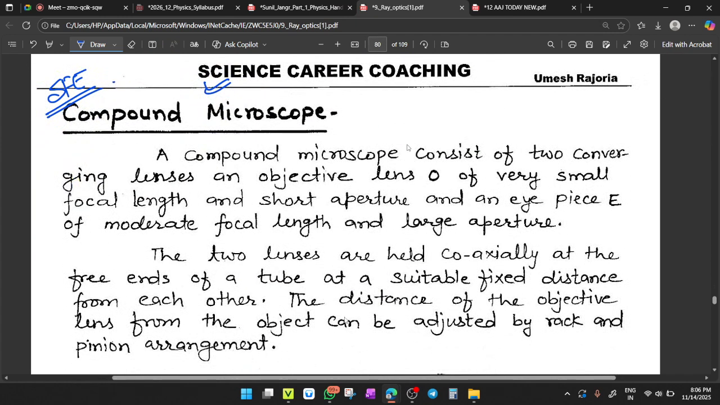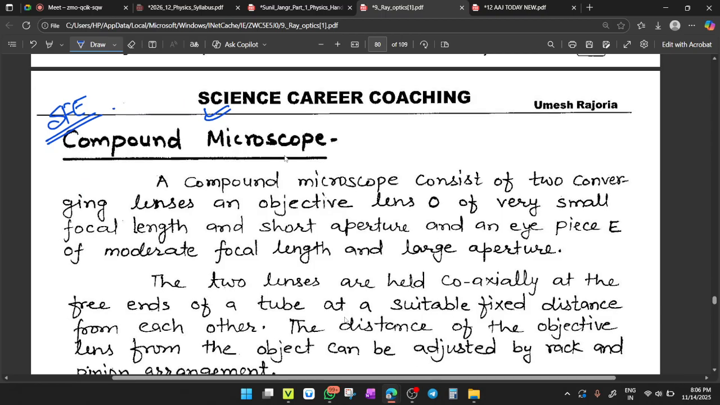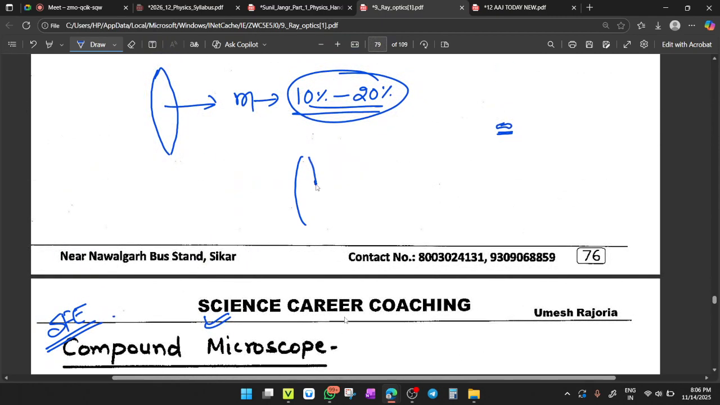So a compound microscope consists of two lenses. In a compound microscope you will have two lenses. The lens that is near to the object, near to your bacteria slide, is called the objective lens.